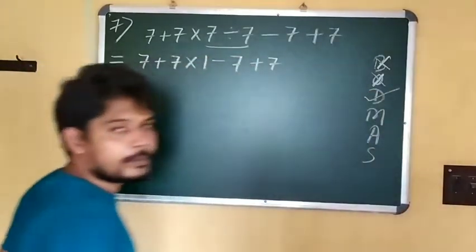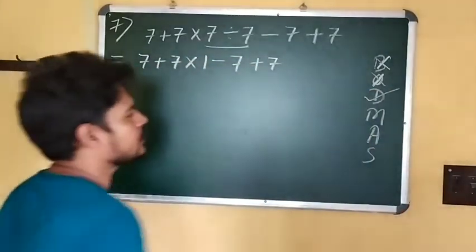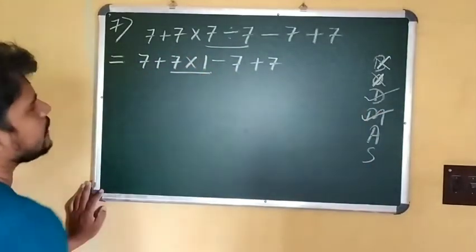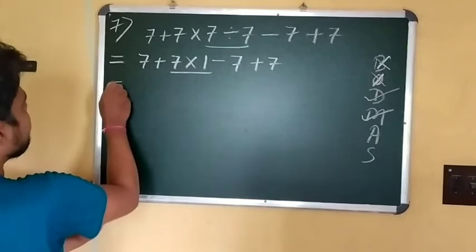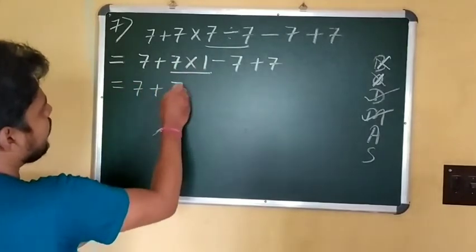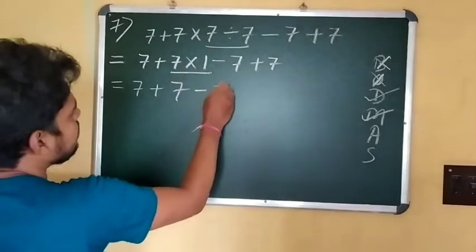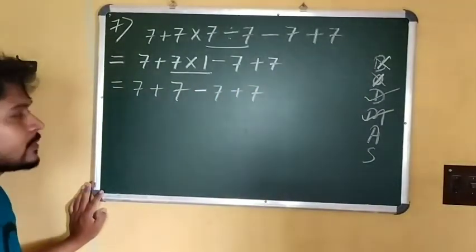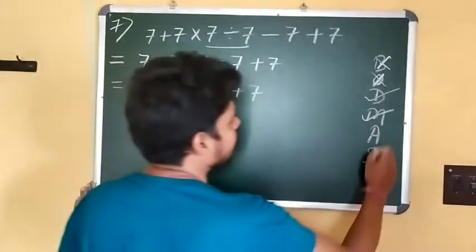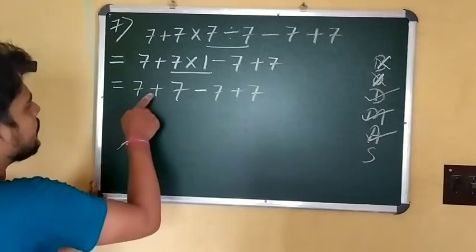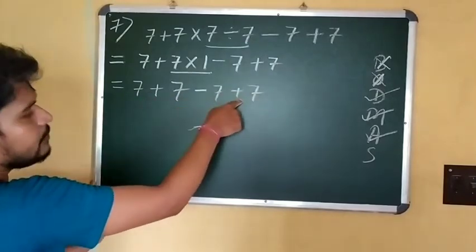Then you have to apply the multiplication operation. Then give the tick mark. Yes, here is the multiplication. So you write down 7 plus, you multiply 7 by 1, you get 7. Then minus 7 plus 7. Okay. Then which operation do we have to follow? We have to follow the addition operation. So you can see 7 plus 7 minus 7 then plus 7.